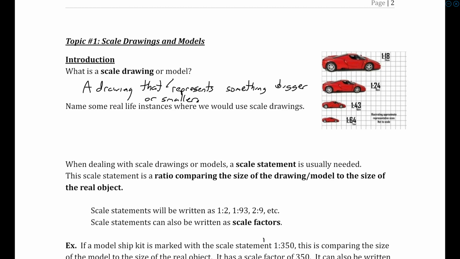Maybe we should say actually that proportion. That's kind of key. It's a drawing that proportionally represents something, but the relationship between sides stays the same.